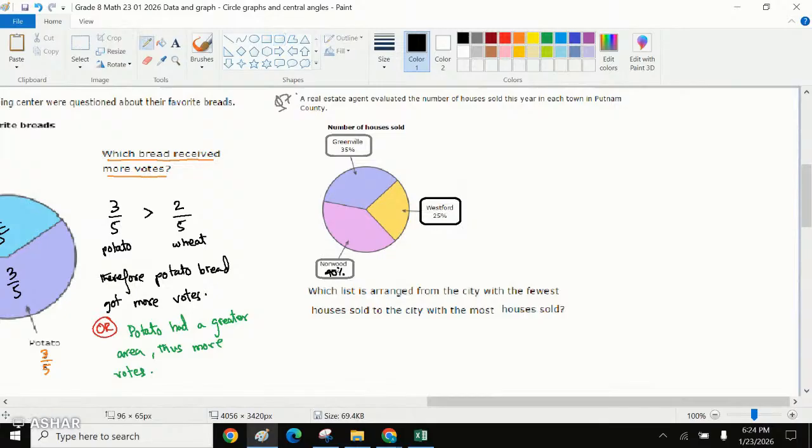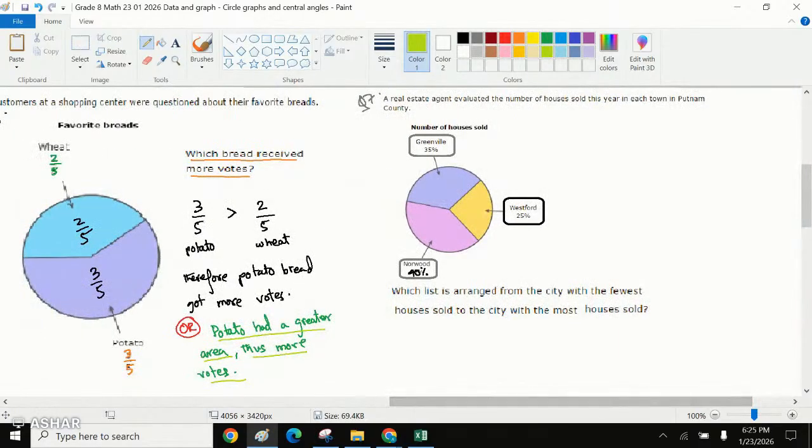Which list is arranged from the city with the fewest houses? We just did that in the previous question. Potato had the greater area, thus there were more votes, right? Bigger the area, bigger the votes in the previous question. Bigger the area, more the sales. So in this case, larger area would be equal to more sales. Agreed?